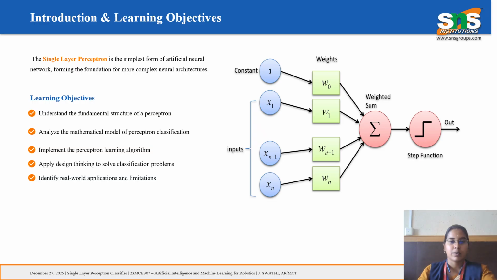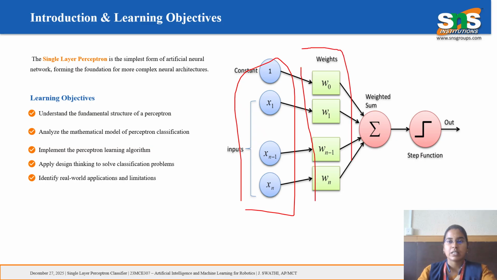So you can find here we have the inputs starting from x1 to xn, and we have only one layer of weightage given, like w0 to wn, and we have the summation part, activation part, and the output. So first thing, we have to understand the function structure of the perceptron. We have to analyze the mathematical model, and then we can implement the learning algorithm, and then apply the learning algorithm to solve the problems, and then identify the real-time applications and their limitations also.